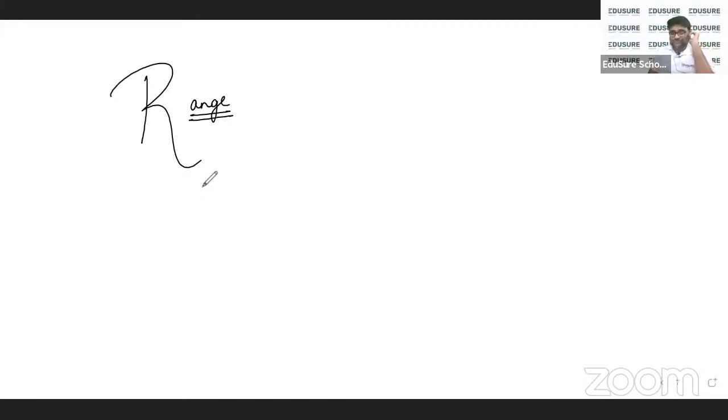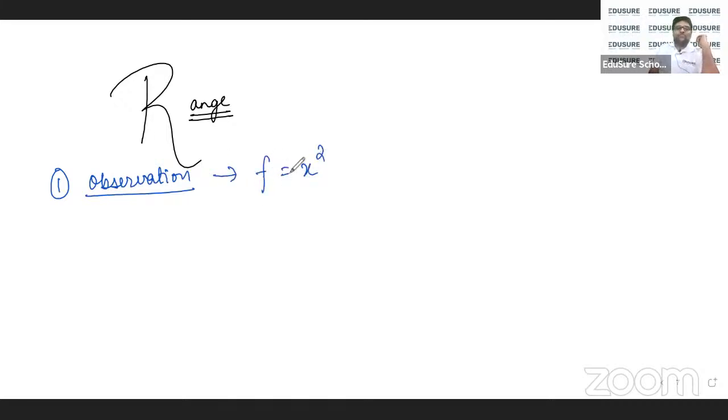Finding range. Now finding range for any function can happen in, again, multiple ways. One is simply by observation, like f(x) is equal to x square. By observing, you know that x square can never be negative, so the range has to be 0 to infinity.